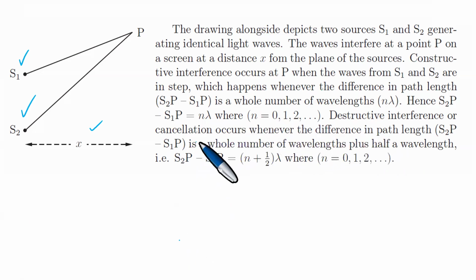Destructive interference or cancellation occurs whenever the difference in path length, which is S2P minus S1P, is a whole number of wavelengths plus half a wavelength. That is, S2P minus S1P is equal to n plus 1 half lambda, where n is 0, 1, 2, and so on. So those are the kinds of things that you actually need to take note of.